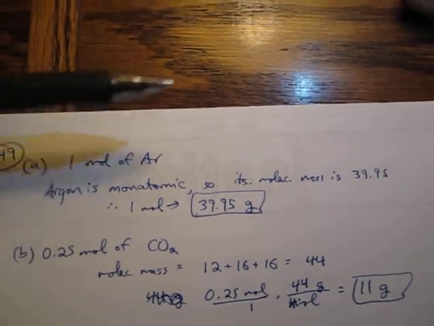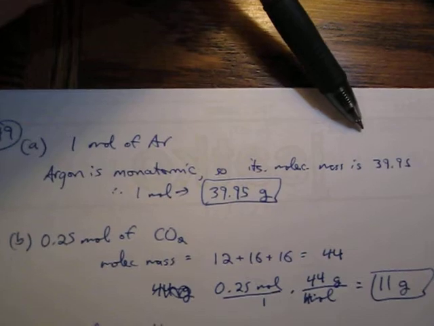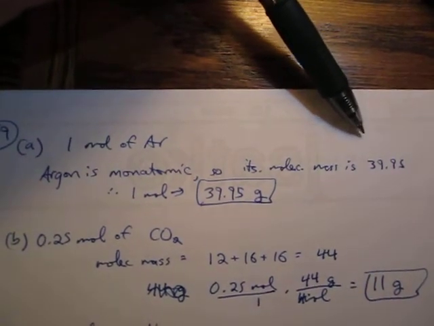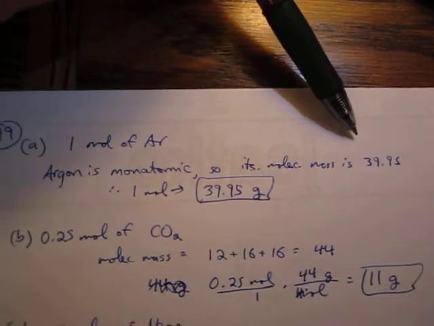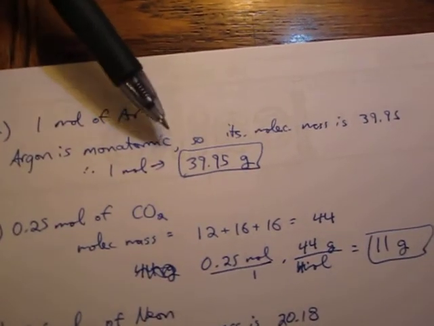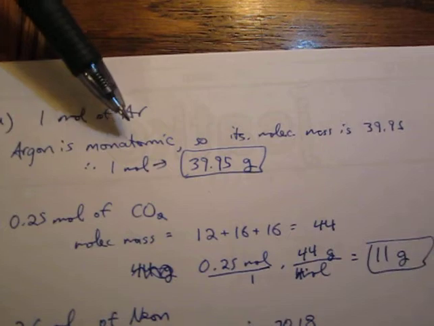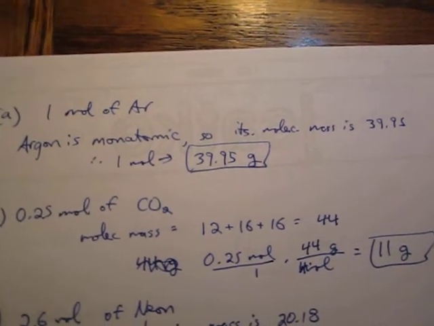And on the periodic table, we see its molecular mass is 39.95. In class, I told you can round that to 40. But in this case, we can be more precise and just go with 39.95. Close enough to 40, though. What that number means is that 1 mole has a mass of 39.95 grams.